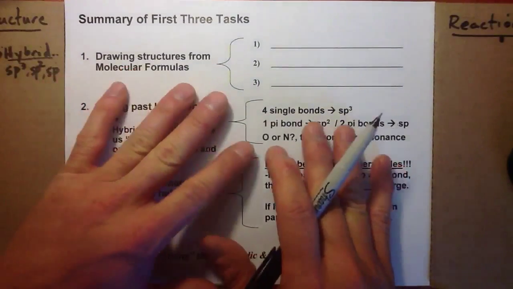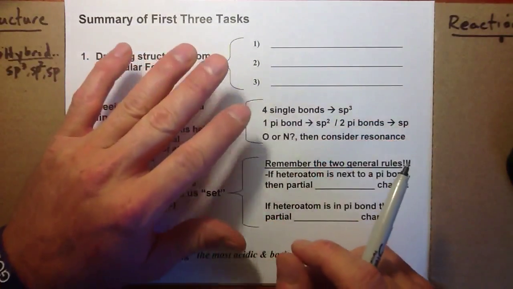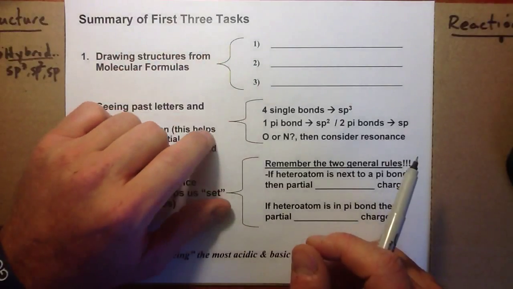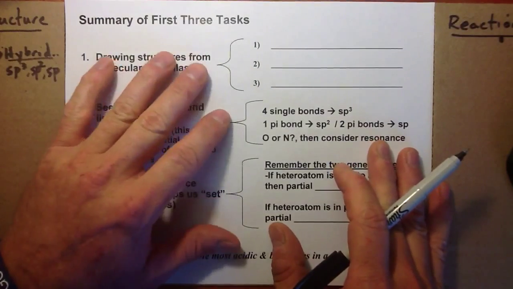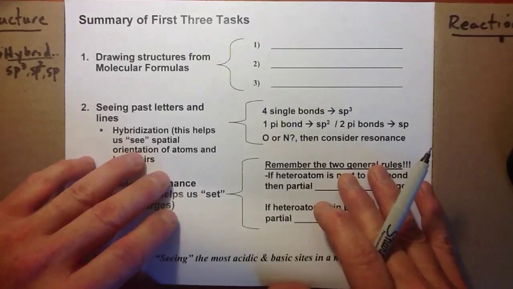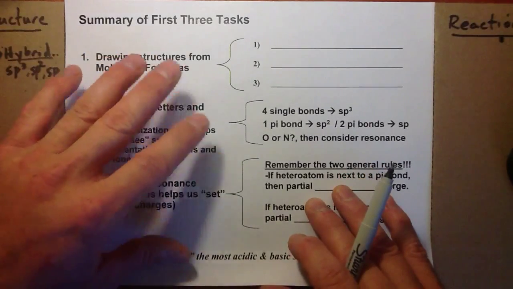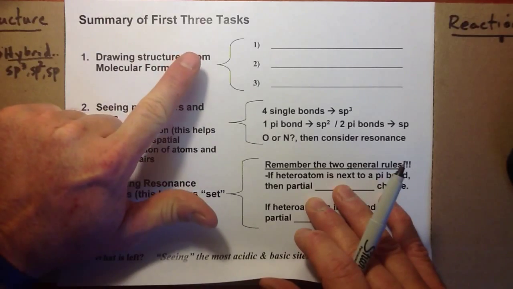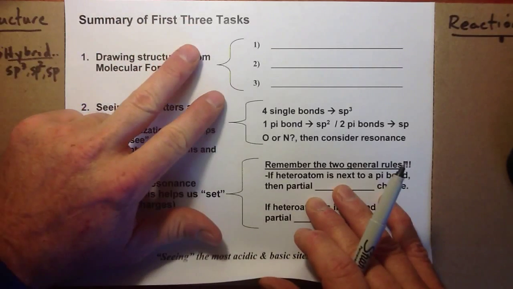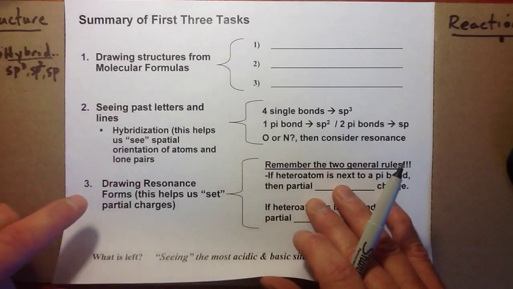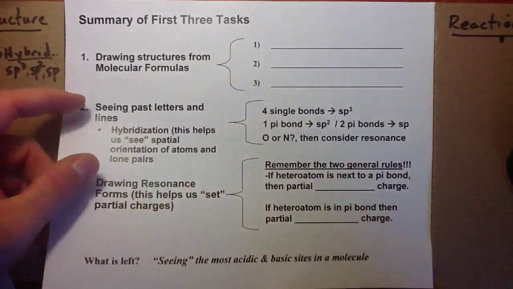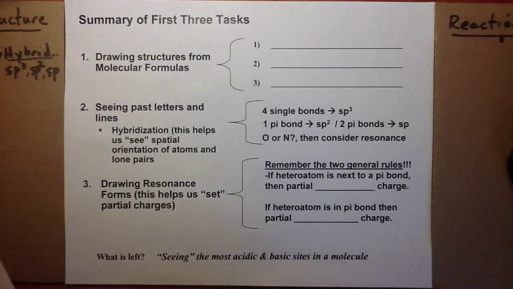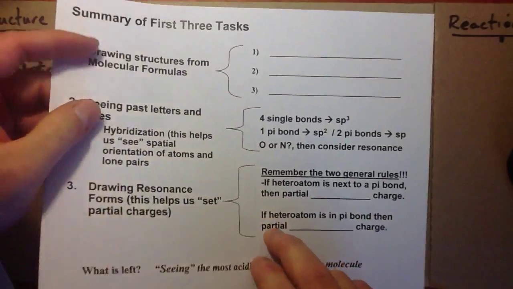We'll start with the summary of our first 3 tasks that we've covered in the 5 videos or 5 presentations on structure and properties of organic molecules. We'll start our next one on just a summary of the first 3 tasks, which were drawing structures, designating hybridization, and now drawing resonance forms. We'll summarize that as we start our 6th of 12 presentations.